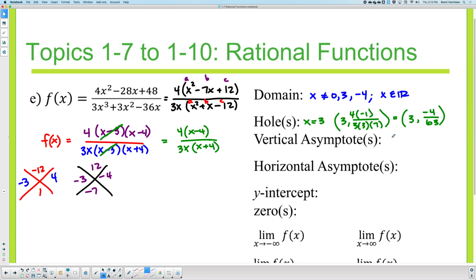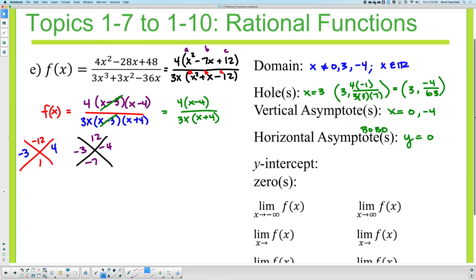The asymptotes would be the leftover factors, the domain breaks. So we have not used 0 and we have not used negative 4. Those are going to be vertical asymptotes. For the horizontal asymptotes, you look at your powers. It's either bigger on top, bigger on bottom, or the exponents are the same. Here I have a degree of 2, degree of 3, and bigger on the bottom. Since it's bigger on bottom, that's the rule of BOBO. Bigger on bottom, we get y equals 0.